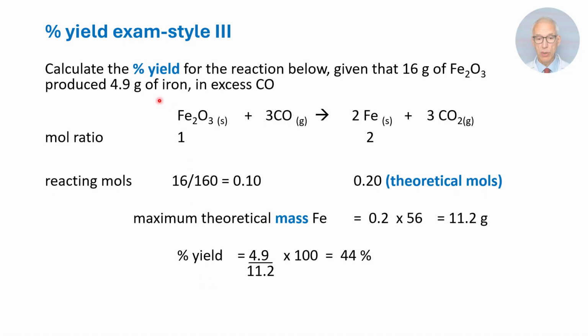Percentage yield, well, we know the actual amount, 4.9, divided by the maximum theoretical mass, which is 11.2, times 100 comes to 44%. Congratulations if you got that right.